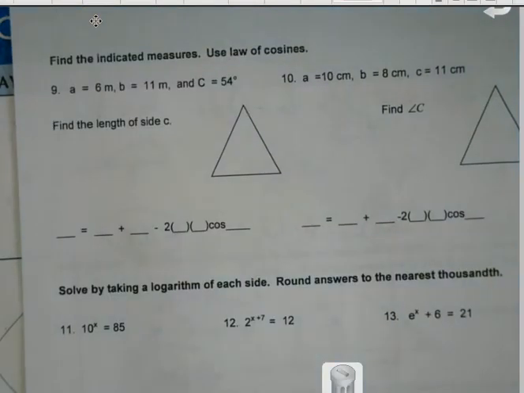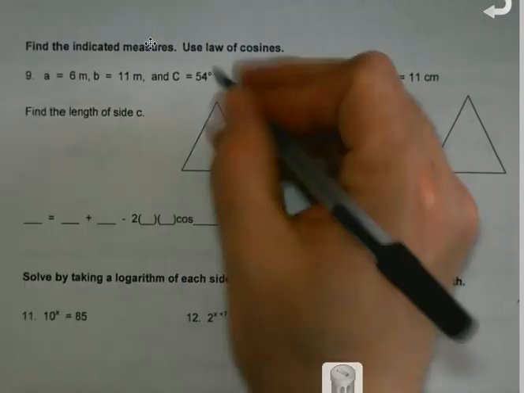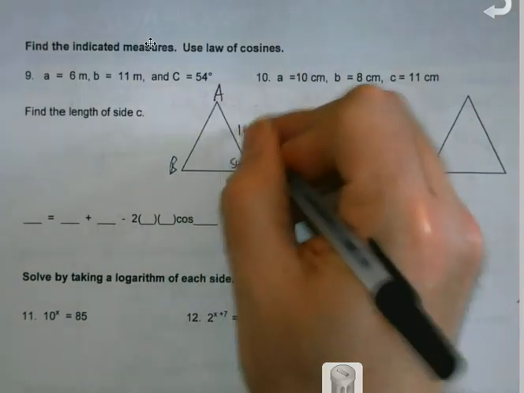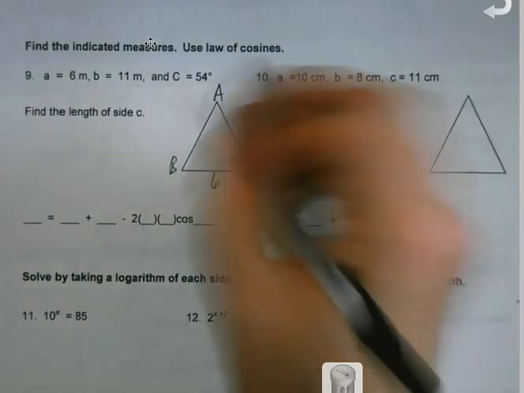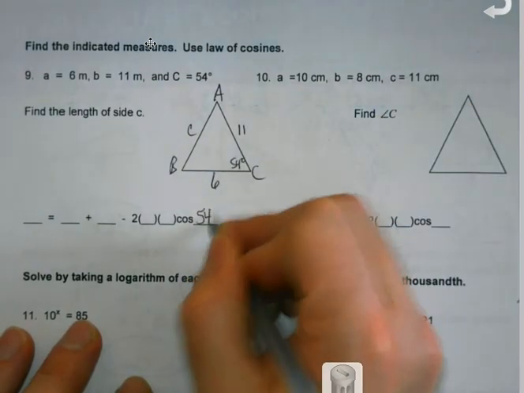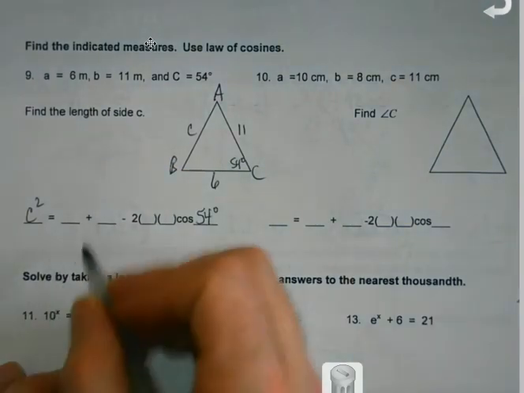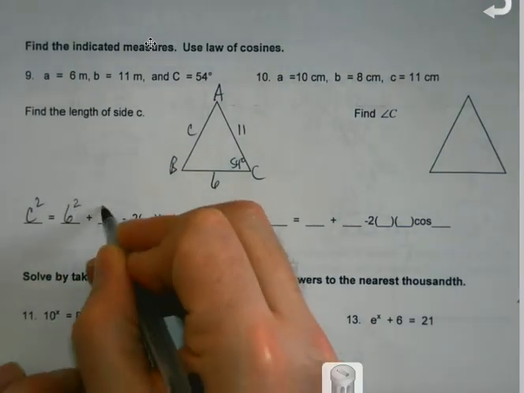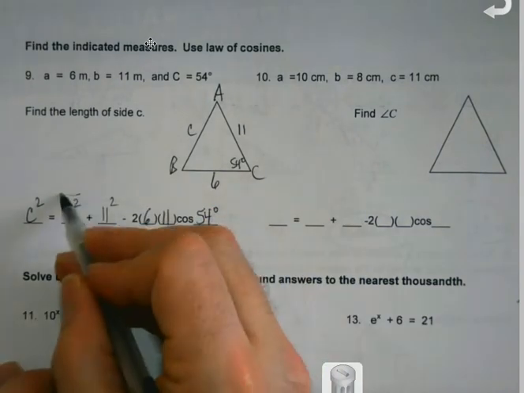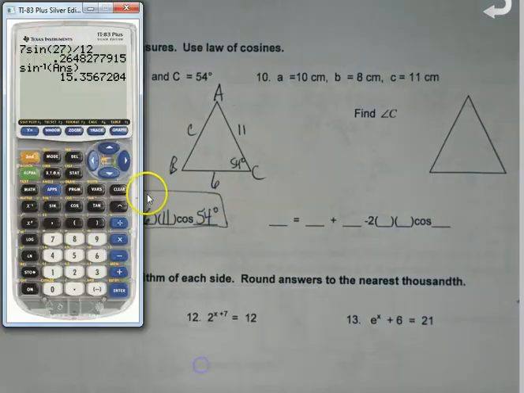Find the indicated measures, use the law of cosine. Like I said, I'd give help here. So A, B, C, 54, 11, 6. Find C. I have angle C. I'm looking for C squared. B squared, A squared. Plug in all the numbers, and this is the one where I literally can plug the whole thing in. It's different from when I have all the sides.